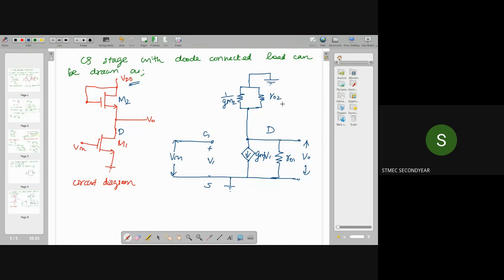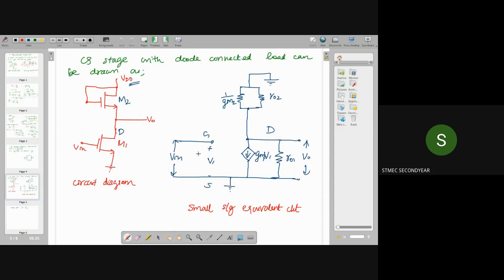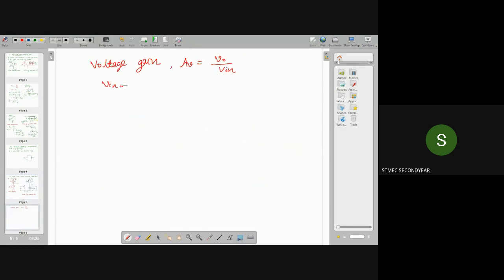So this is the small signal equivalent circuit corresponding to the common source stage with the diode connected load. Now we have to calculate the voltage gain. In this circuit, the voltage gain AV is equal to V out divided by Vin, right? So Vin is equal to V1.